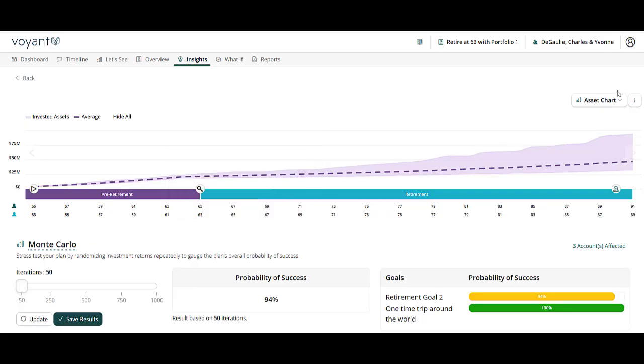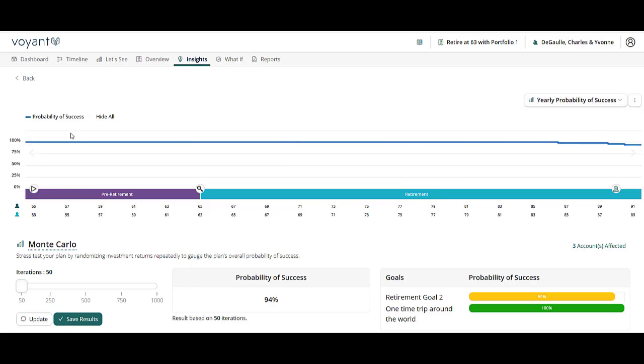And then you can also click over to the yearly probability of success, and we can see all the way over until the later years of the plan, starting at about age 87 or 85 respectively. That's when we start seeing a dip in the probability of success. So it's not until the later years that we see less than 100% probability of success.